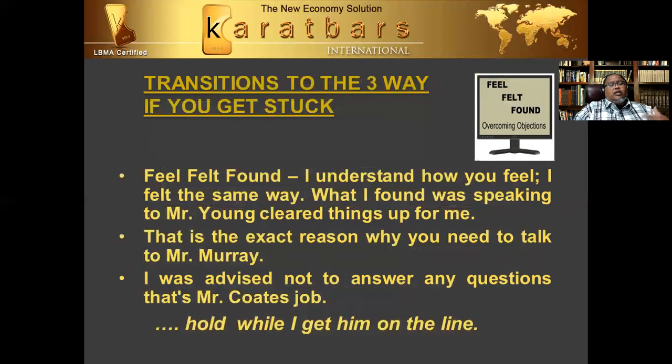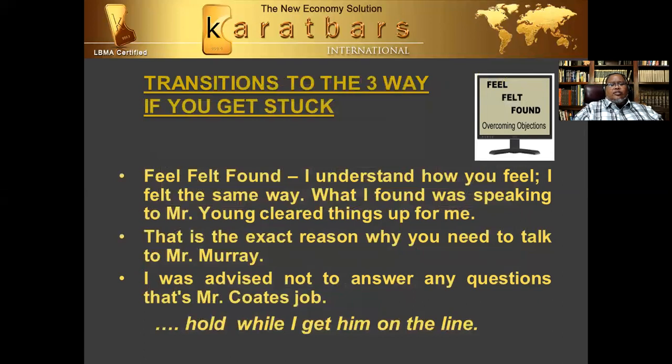A lot of times we tend to get upset at folks for not wanting to do what we want them to do, and we show aggression, and then your prospect shows aggression back. But when you show understanding, okay, I understand how you feel. I felt the same way when I first took a look at some information and was looking to talk to someone else to clear things up for me. What I found was when I talked to that person, they were able to put me at ease so that I could really digest the information. And I found that this information was enough to literally change my life to the point where I'm wanting to share it with you. So listen, hold on for a second while I get Mr. Young on the line. Boom.